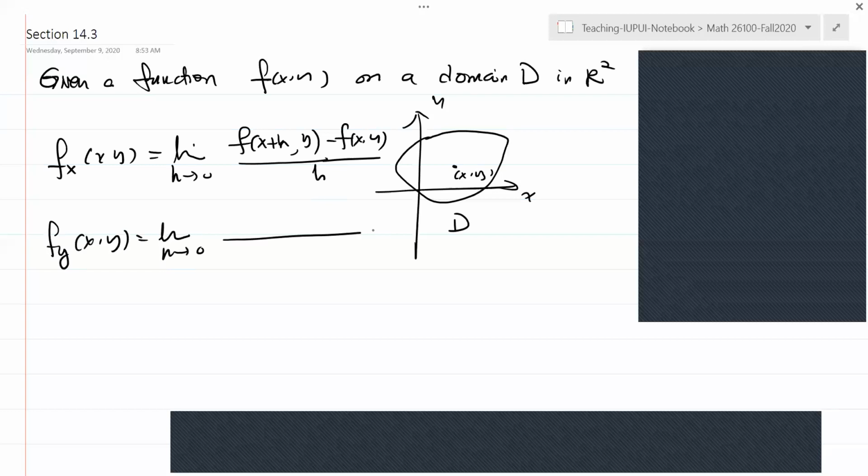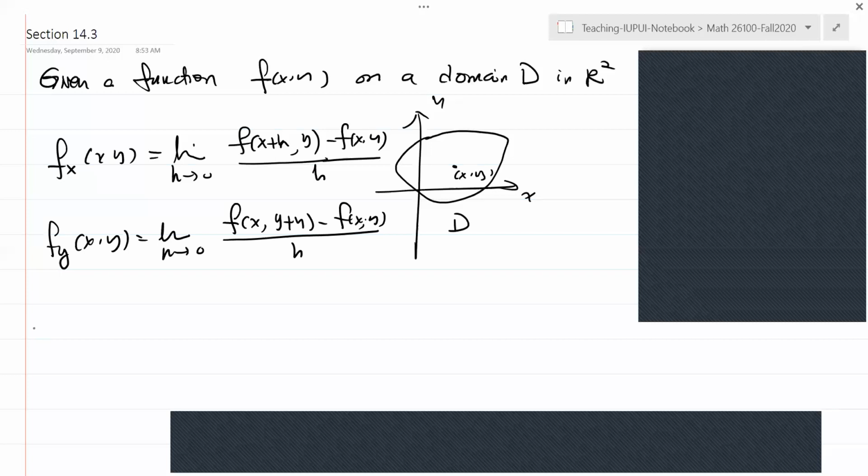Similarly, you can define the same with y plus h in f(x, y). Here we view x as a constant, the independent variable. Then we differentiate with respect to the y variable. So that's it. The definition is very simple. It's called the partial derivative with respect to x, and the partial derivative with respect to y.